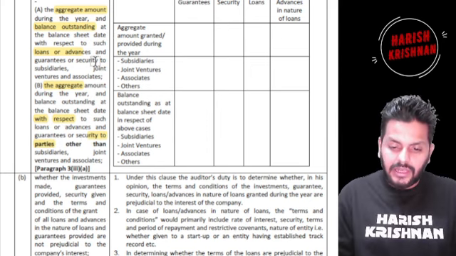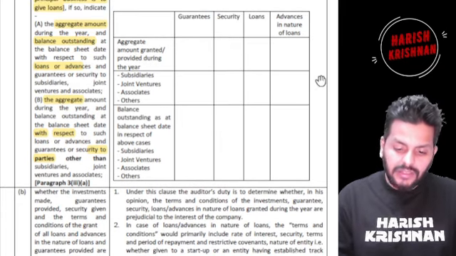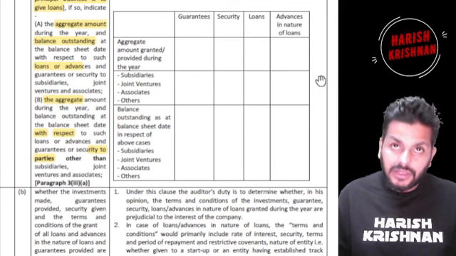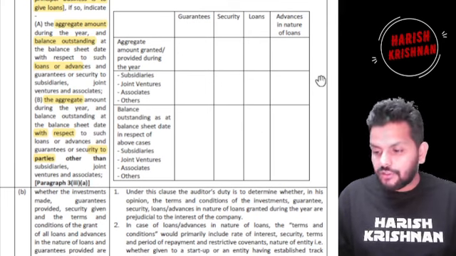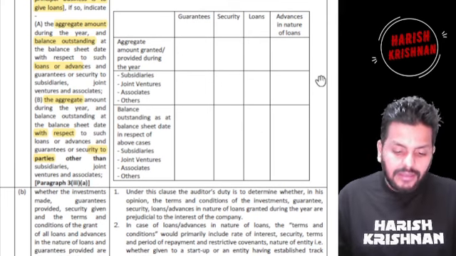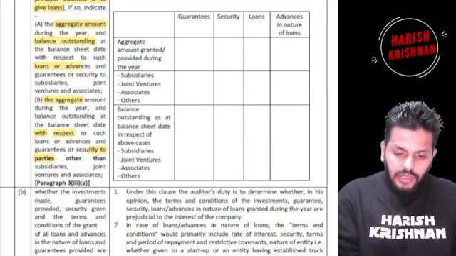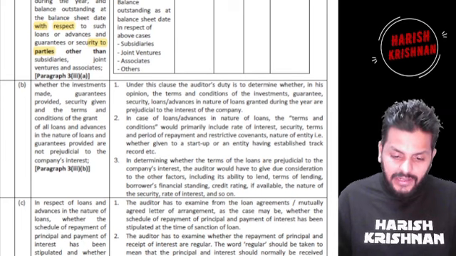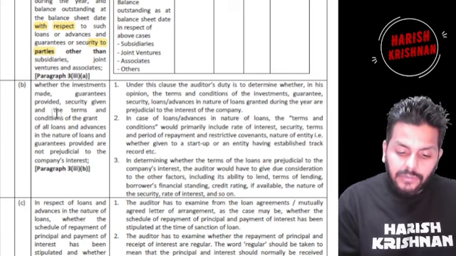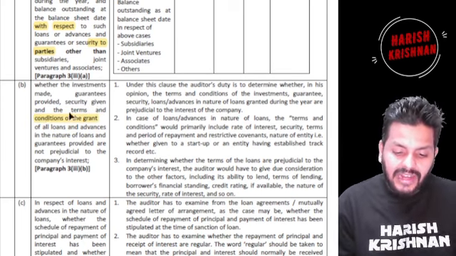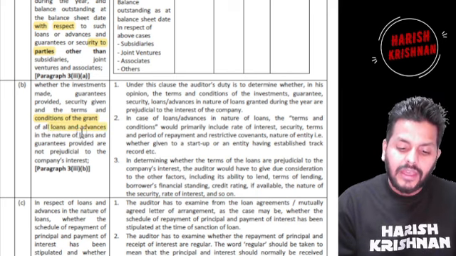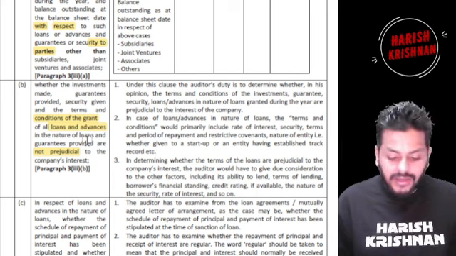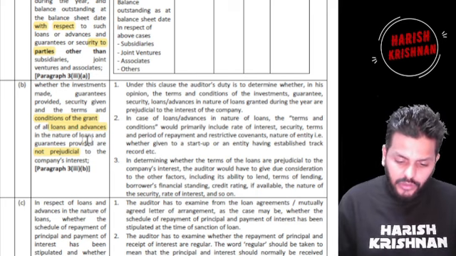So, how much you have given to joint ventures and subsidiaries, and other than that. The table is very clear. You have to go by reporting in that format. If nothing has been given, you simply mention a dash. If something has been given to them, then you mention the amount given to them. Then clause B: whether the investments made, guarantees provided, securities given, and the terms and conditions of the grant of all loans and advances in the nature of loans and guarantees provided are not prejudicial to the company's interest. I hope you know these points.